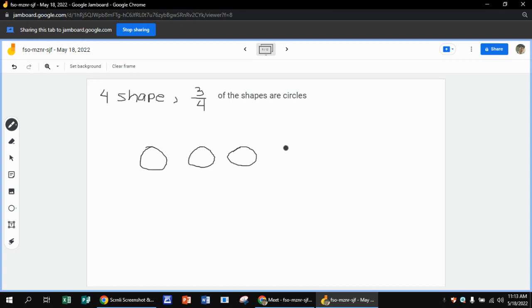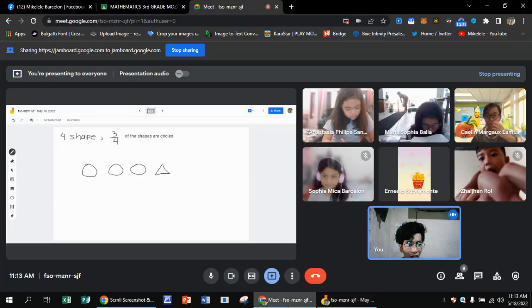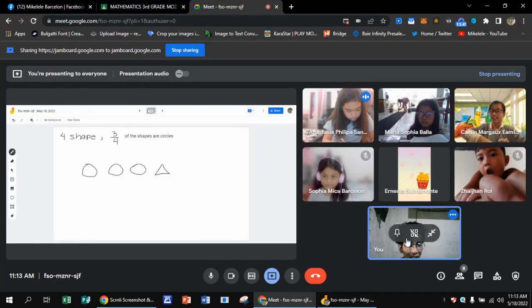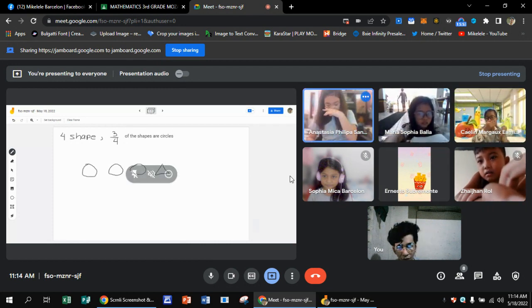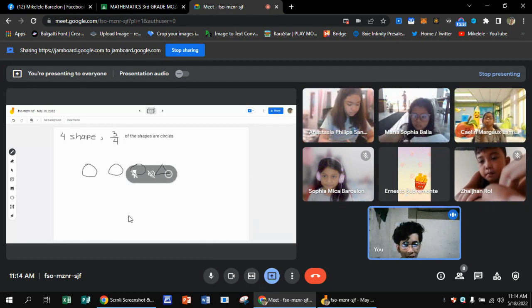Only one. So, for example, we have a triangle. So, I put one triangle. So, this is the correct answer. If your answer is not just a triangle, that is not okay. So, the answer must be like this one.